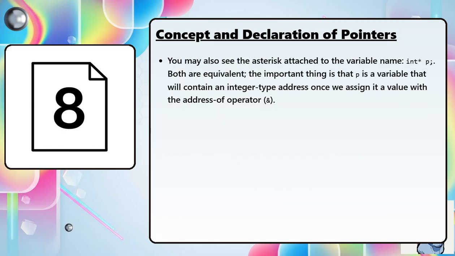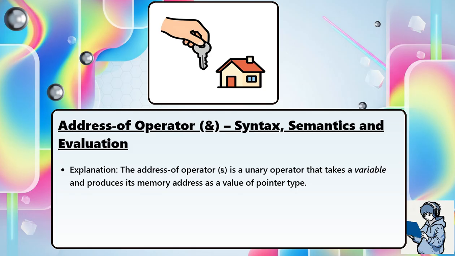You may also see the asterisk attached to the variable name, int* p. Both are equivalent. The important thing is that p is a variable that will contain an integer type address once we assign it a value with the address-of operator, ampersand. Explanation: the address-of operator ampersand is a unary operator that takes a variable and produces its memory address as a value of pointer type.